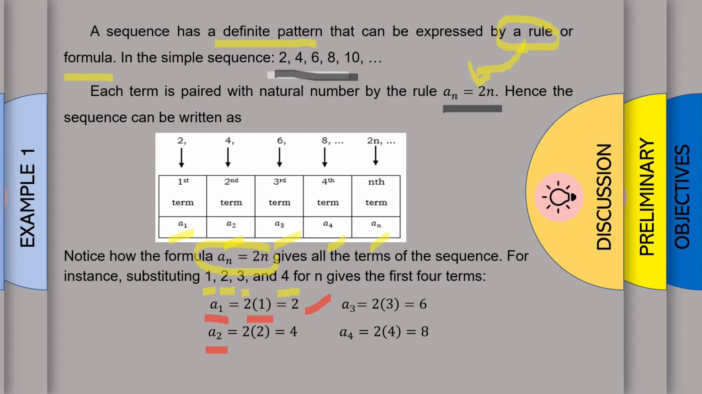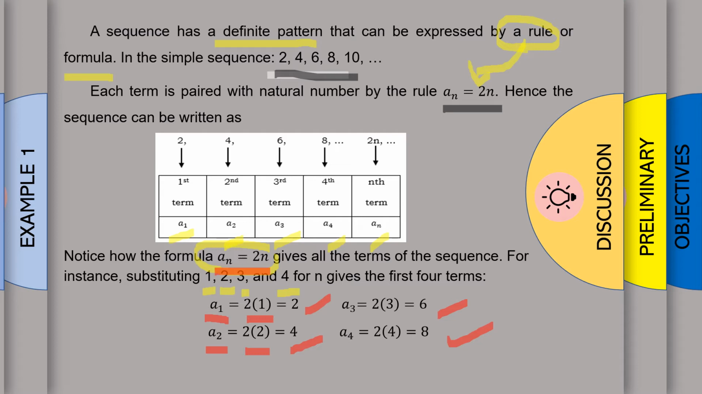And then you have for the a sub 2, therefore your n is 2, so 2 times 2, that is 4. And then for a sub 3, you have here 2 times 3, so that is 6. And then for a sub 4, you have 2 times 4 is equal to 8. So these are the first four terms in the given sequence using the a sub n equals 2n as your rule or formula to formulate a set of numbers in a sequence.